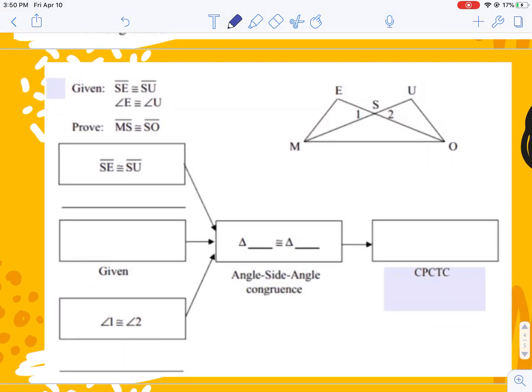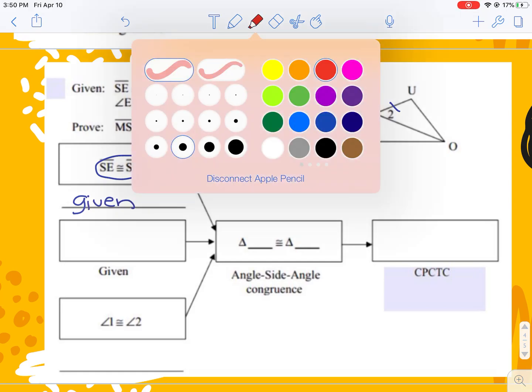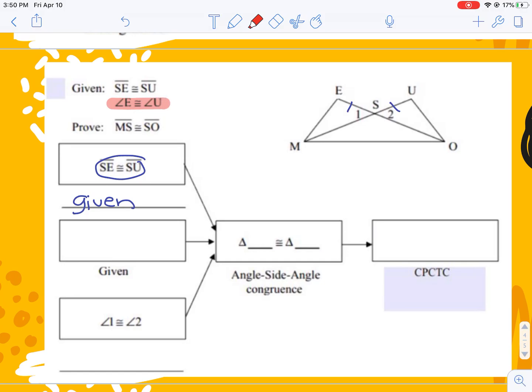On my next one, I'm told SE is congruent to SU. That's in my first box here. My reason is given because it was written out for me. I'm also given angle E is congruent to angle U. So that's these 2 angles. It was written out for me, so that is given. And then it's telling me, hey, use angles 1 and angle 2. So these 2. My reason is that vertical angles are congruent.